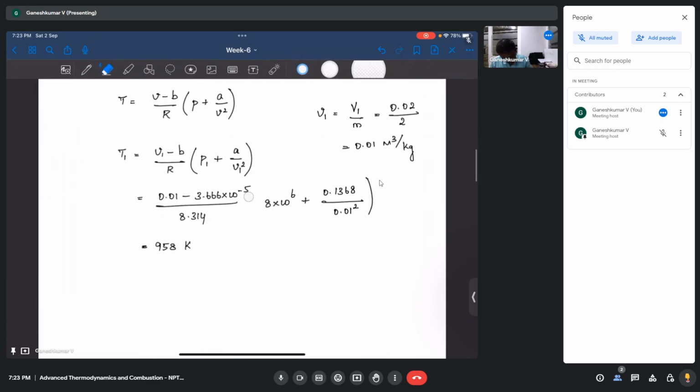Now let's substitute it properly over here. It's going to be 10 power minus 6, 136,825. I think we will get the correct answer. 5 divided by 0.01 square plus 8 into 10 power 6, divided by 8314, 0.01 minus 3.66 into 10 power minus 5.